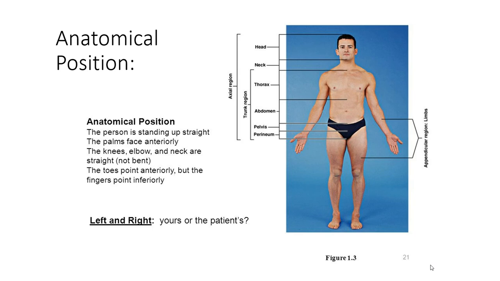Always remember the left and right positioning. It's like a mirror reflection when you're talking about anatomical position. If you're facing a person and you raise your right hand, it is opposite of theirs. So your right hand is on their left side of their body. Your left hand is on the right side of their body.